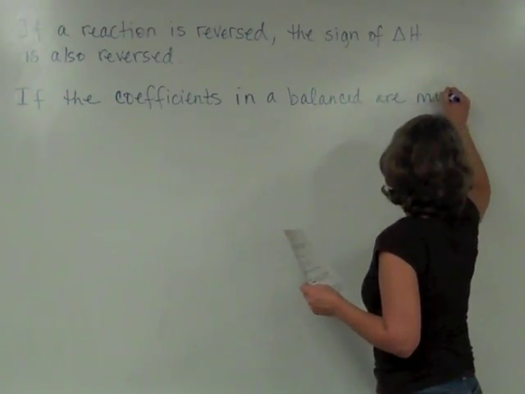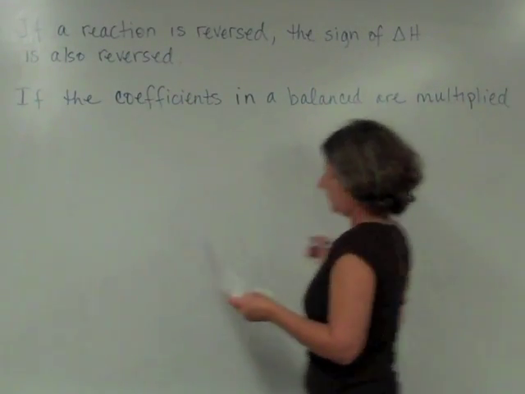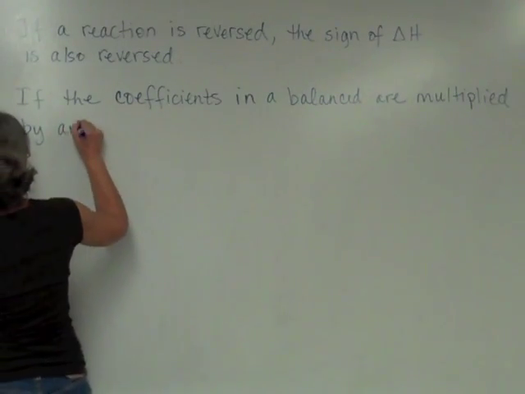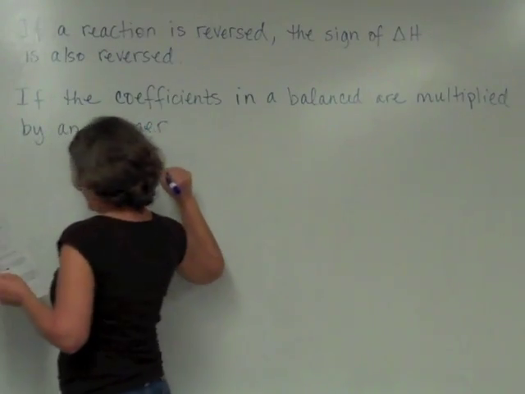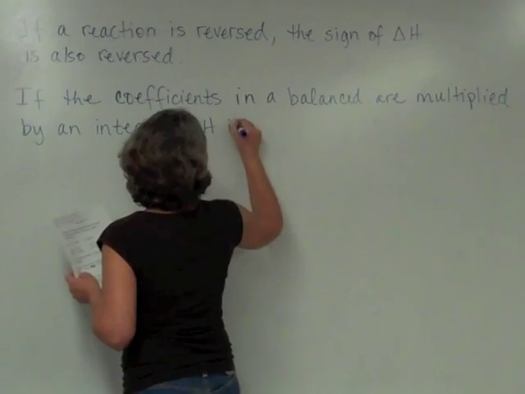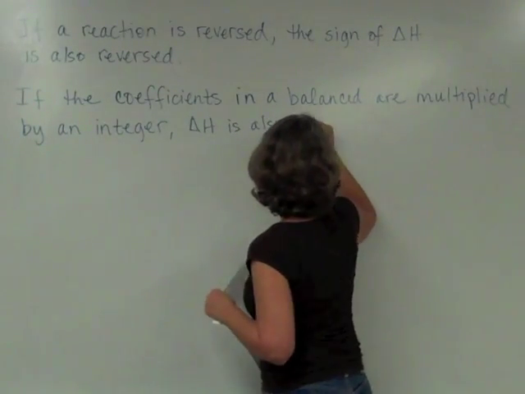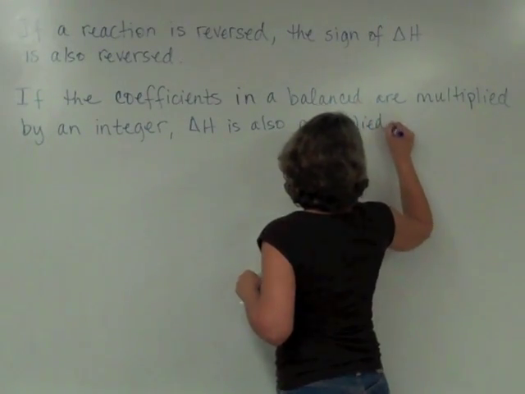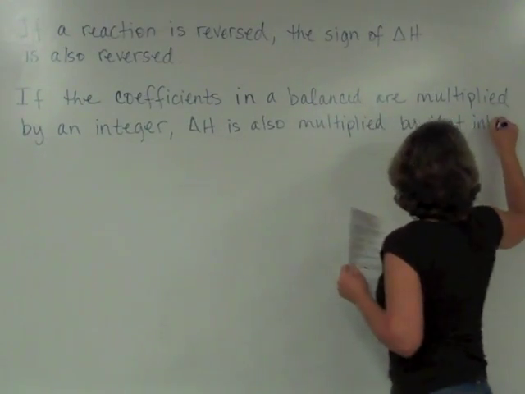Multiplied by an integer, delta H is also multiplied by that integer.